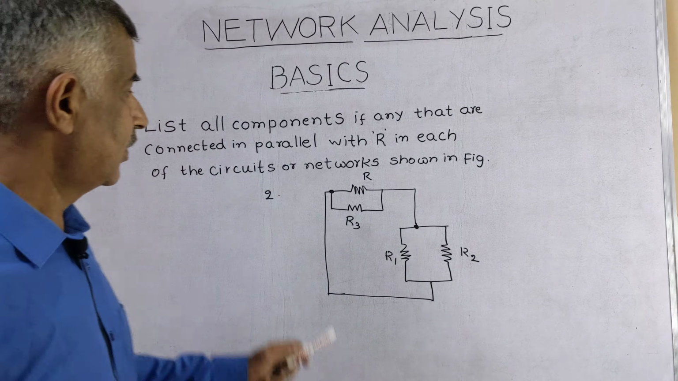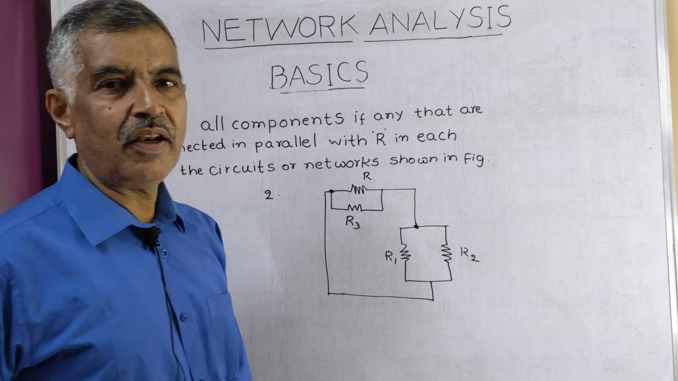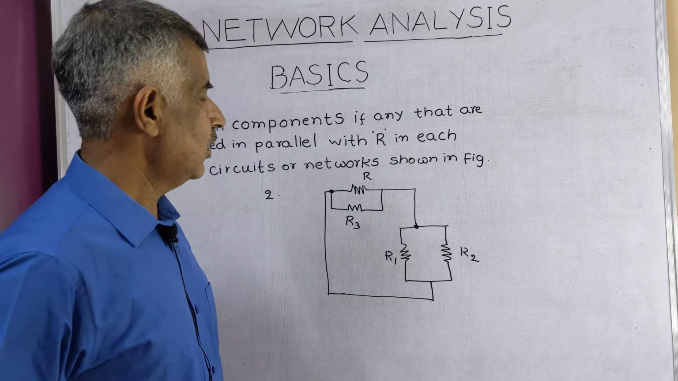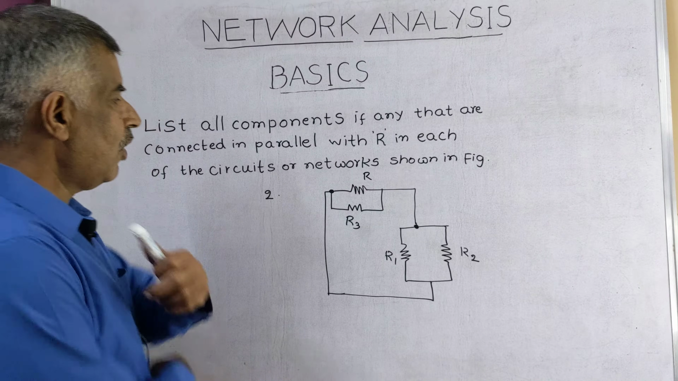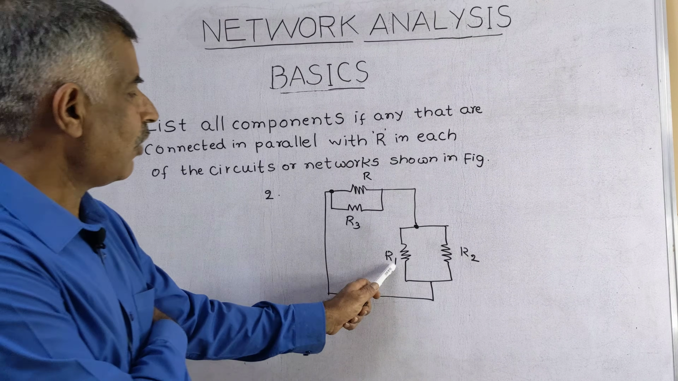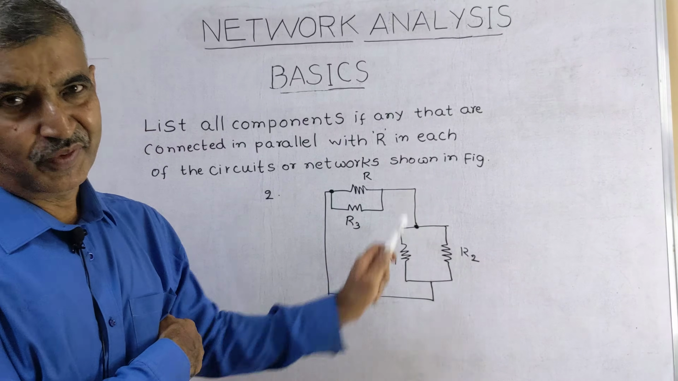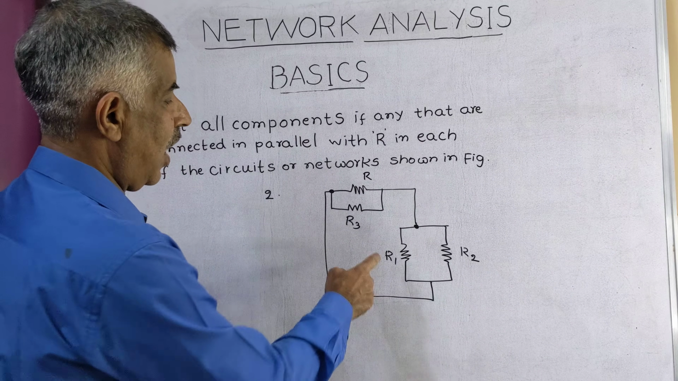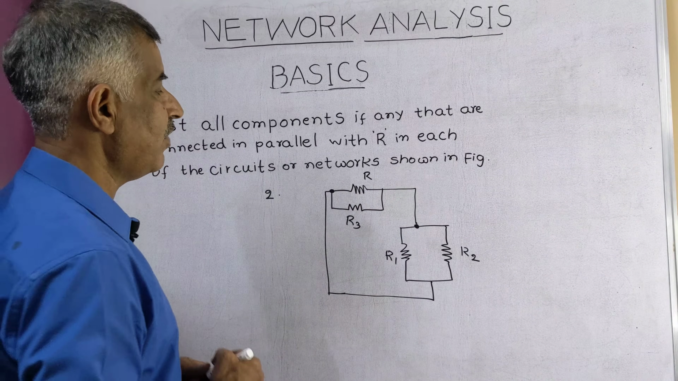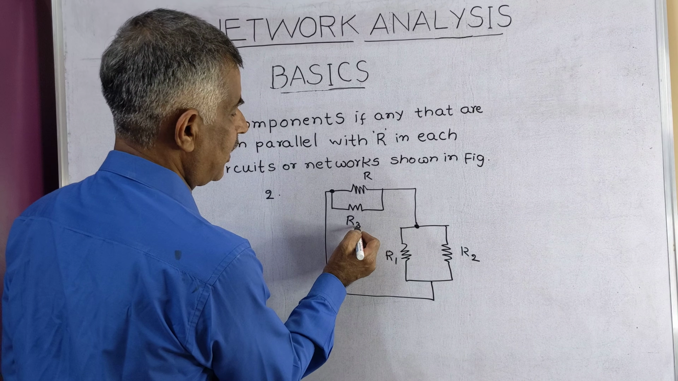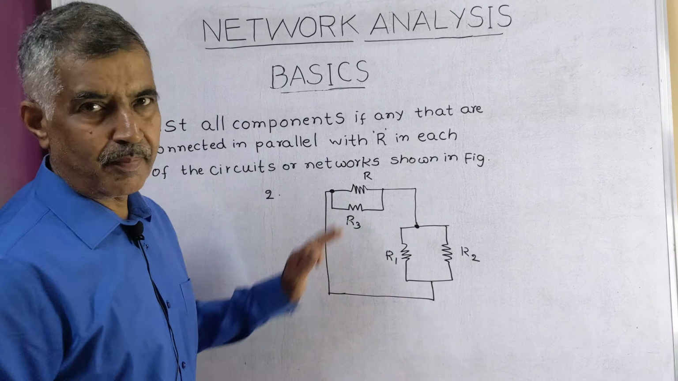Second example. In this circuit, once again you are supposed to list components that are connected in parallel with R. Now parallel connection means both the ends are common. In this example, R1, R2, R3, all the three resistors are in parallel with R. Even though it looks like this, all the three resistors are in parallel with R. The reason is, look for R3. This end is common. This end is common. So R3 is in parallel.